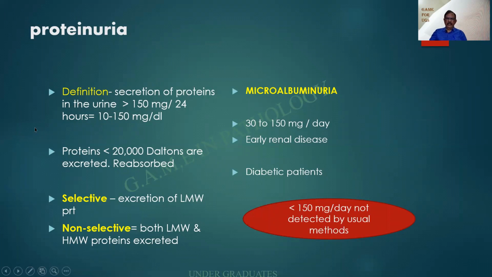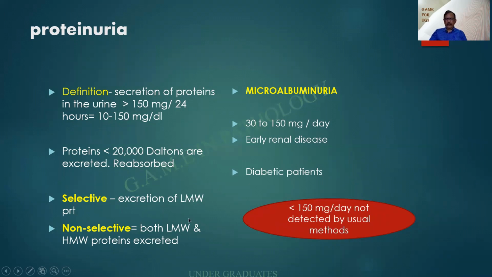Proteinuria. Whenever there is an excretion of protein more than 150 milligrams per 24 hours, it is defined as proteinuria. There is a range between 10 to 150, which is not measured by the usual methods, so this is considered to be normal. Secondly, the proteins with a low molecular weight alone are able to permeate the glomerulus and come. The rest are being reabsorbed. This is called selective proteinuria. Low molecular weight proteins alone are being removed.